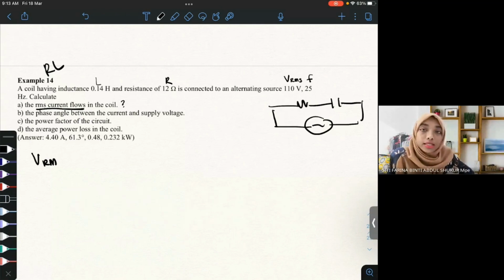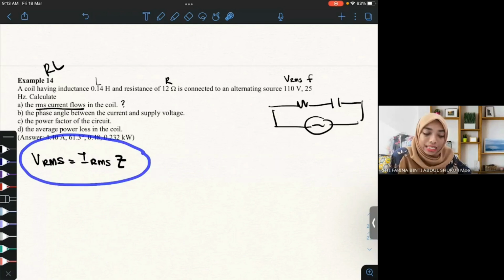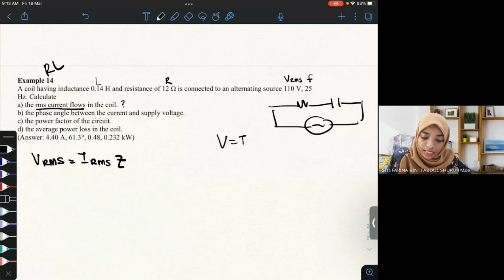So whenever we want to find current, we relate it with Ohm's law. V is equals to I, if it is only resistance, R. If it is a combination of more than one, we consider it as the total opposition, so it becomes impedance. That is why, if possible, just memorize V is equals to IZ. Then you look at the opposition through what? Resistance only? Capacitance only? Inductance only? Or a combination?